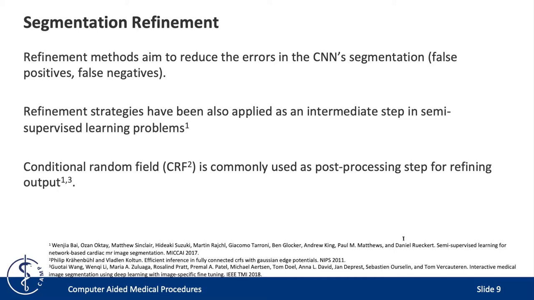But there are also other uses of refinement. For example, we can use refinement strategies as an intermediate step in semi-supervised learning problems. When we want to generate pseudo labels for unlabeled data, we can apply refinement methods to correct the errors in the pseudo labels, in order to generate as precise a pseudo label as possible for the unlabeled input data. One popular method for doing this refinement is the conditional random field, which is used as a post-processing approach for refining the output. That means that it works on top of the network at inference time.